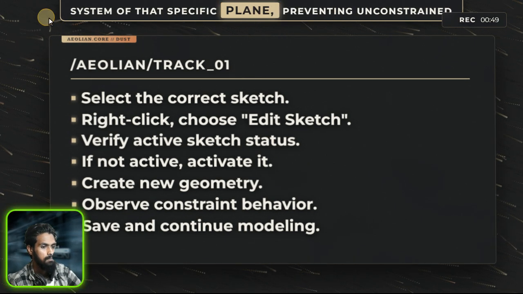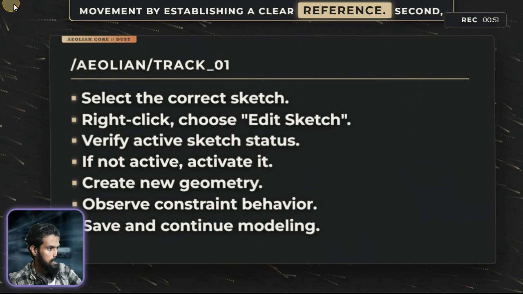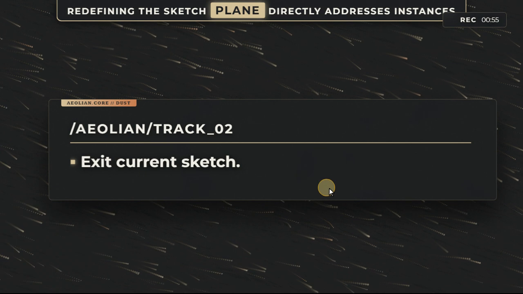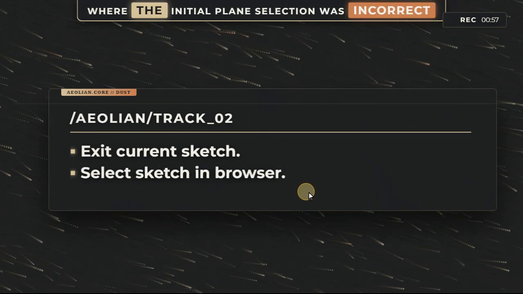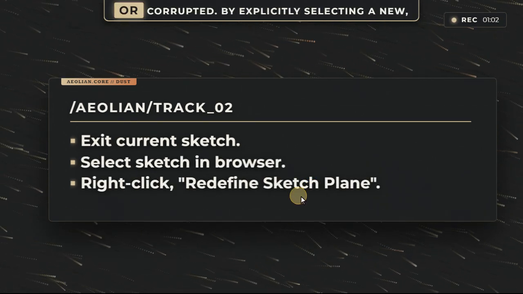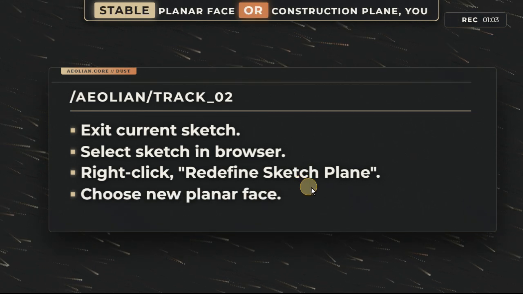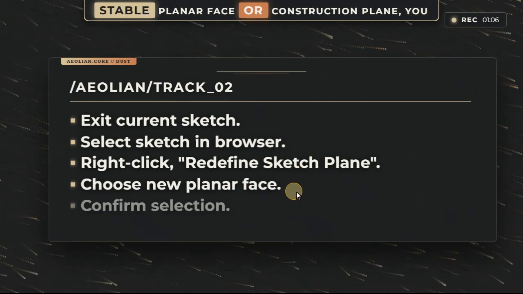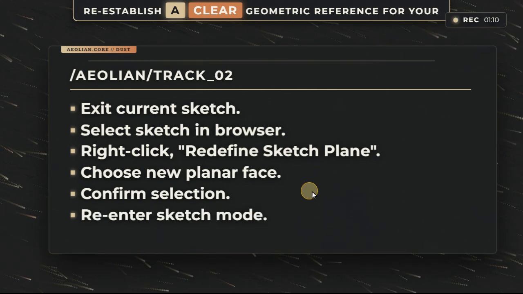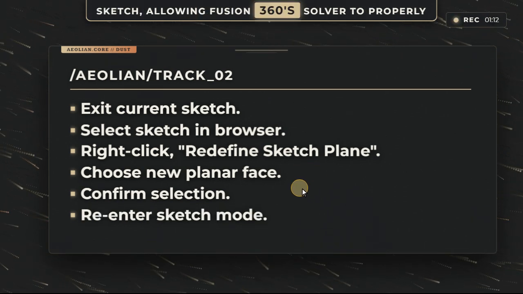Second, redefining the sketch plane directly addresses instances where the initial plane selection was incorrect or corrupted. By explicitly selecting a new, stable planar face or construction plane, you re-establish a clear geometric reference for your sketch, allowing Fusion 360's solver to properly anchor features and correcting underlying spatial discrepancies.